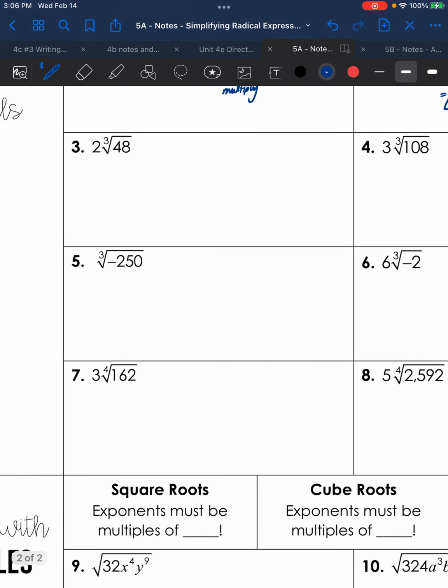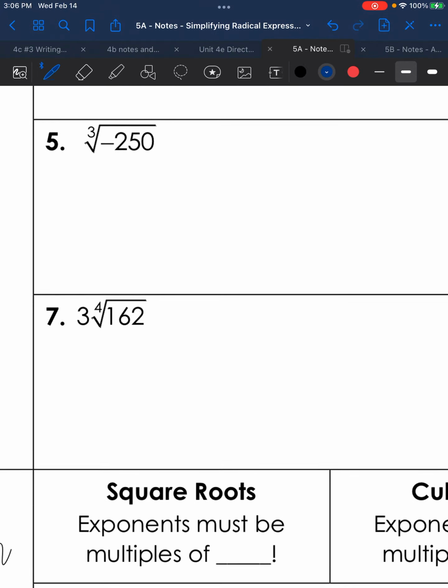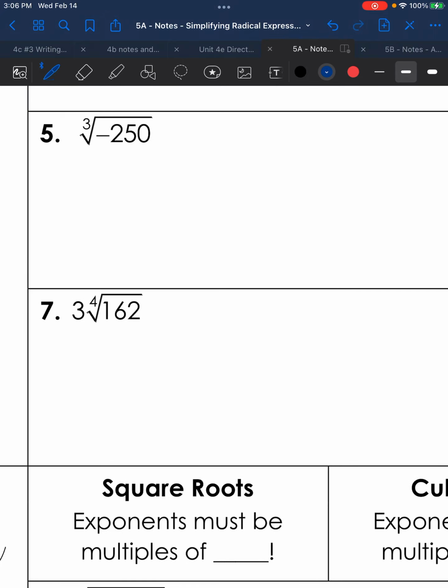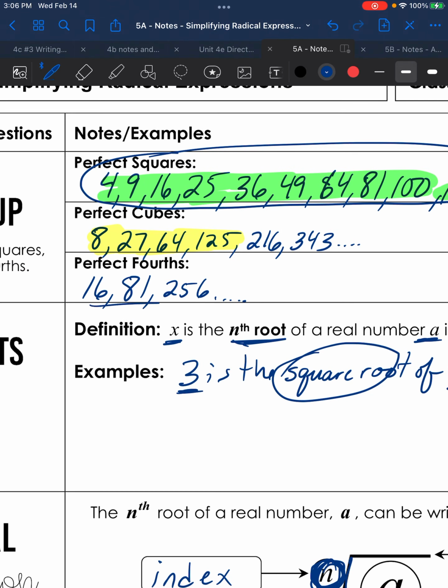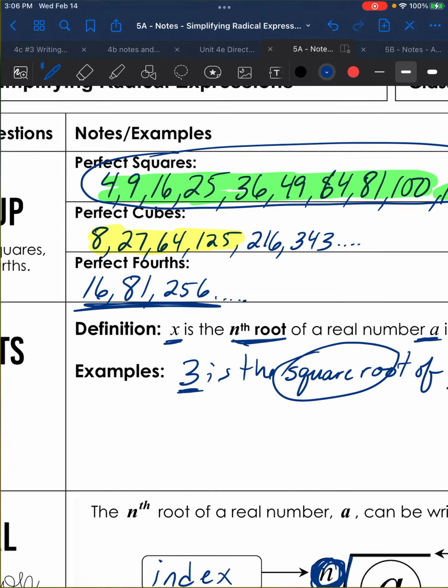Okay, let me do another problem. So I'll do number 7. So I have 3, and it's a fourth root of 162. So now I'm going to look at fourth roots. So back here, fourth root's 167, not one of those numbers. So it's either got to be divisible by 81 or 16.